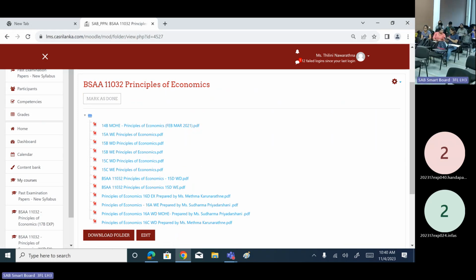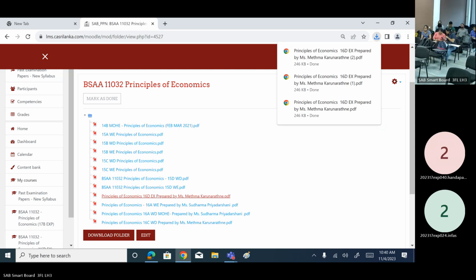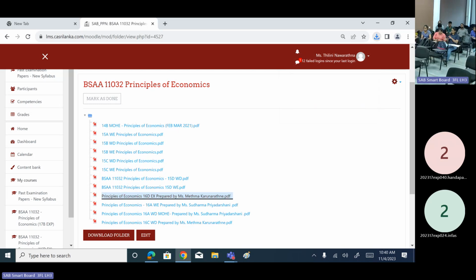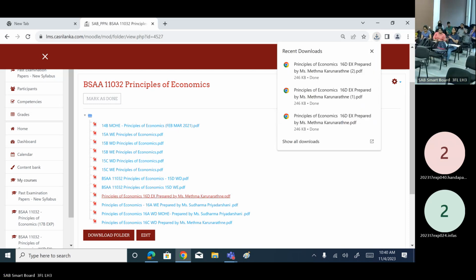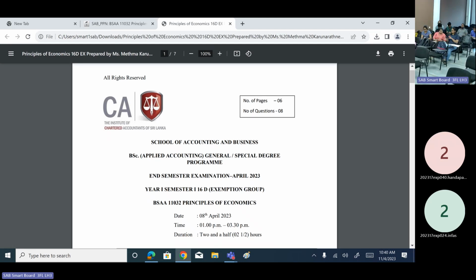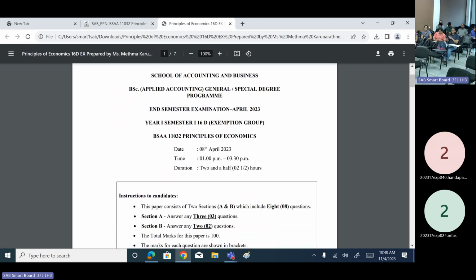I have to go to this particular paper and start off with that. That is Principles of Economics 16B exemption paper. We made it in combination. So, can you see? The 8th April 2023 paper.